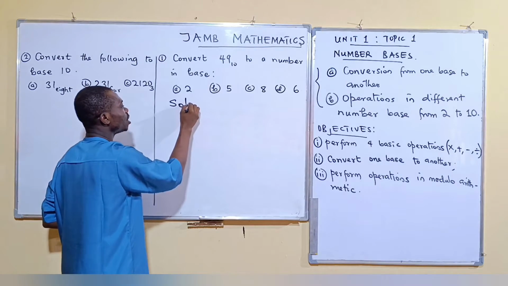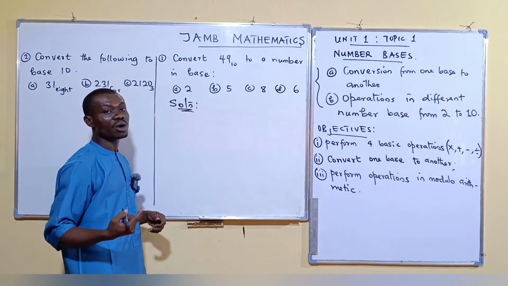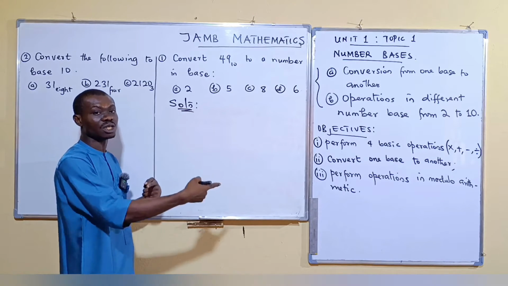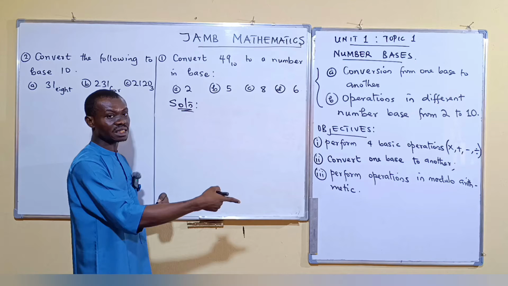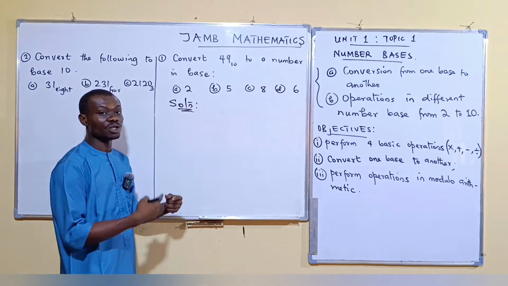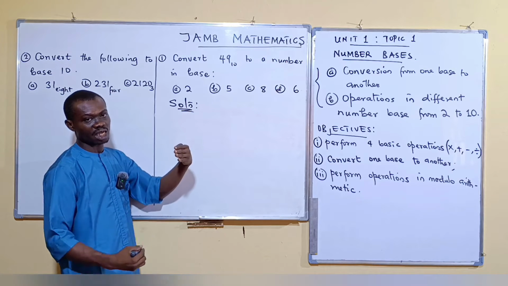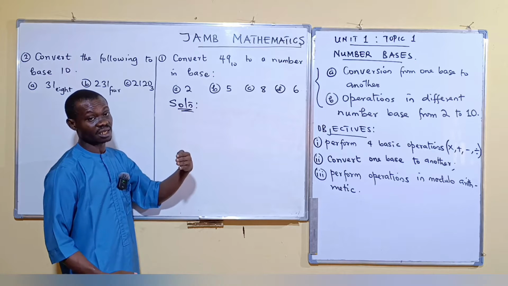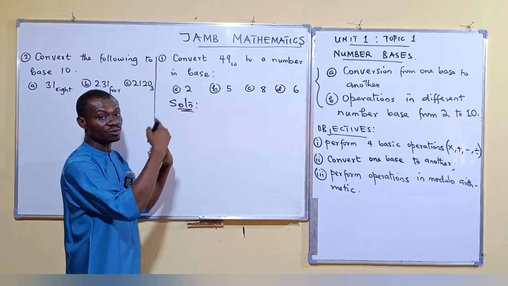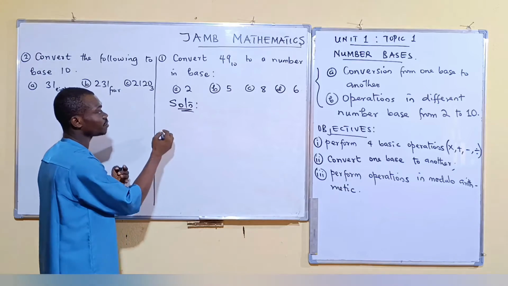Now, solution. This one requires what we call successive division and recording of remainders. So what do we mean? You will keep dividing until you can no longer divide. In fact, until it gets to 0. And as you're dividing, you will be recording your remainder. So see what I'm saying?